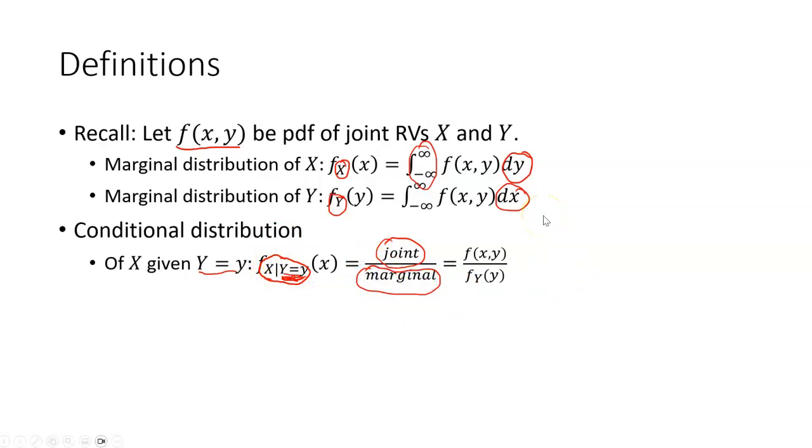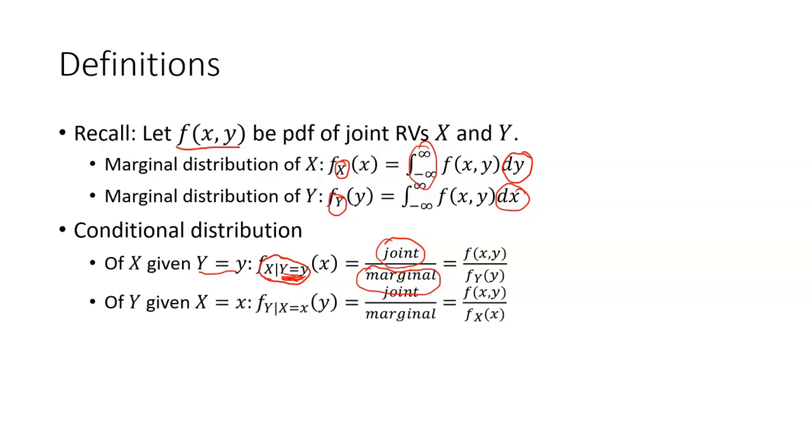So again, this is for the PDFs. If I know the joint PDF, I can divide by the marginal distribution of Y. That will give me the conditional distribution of X given Y. Of course, you can flip it around. If I want Y, and given that I know X, I'll divide by the marginal distribution of X instead of Y.